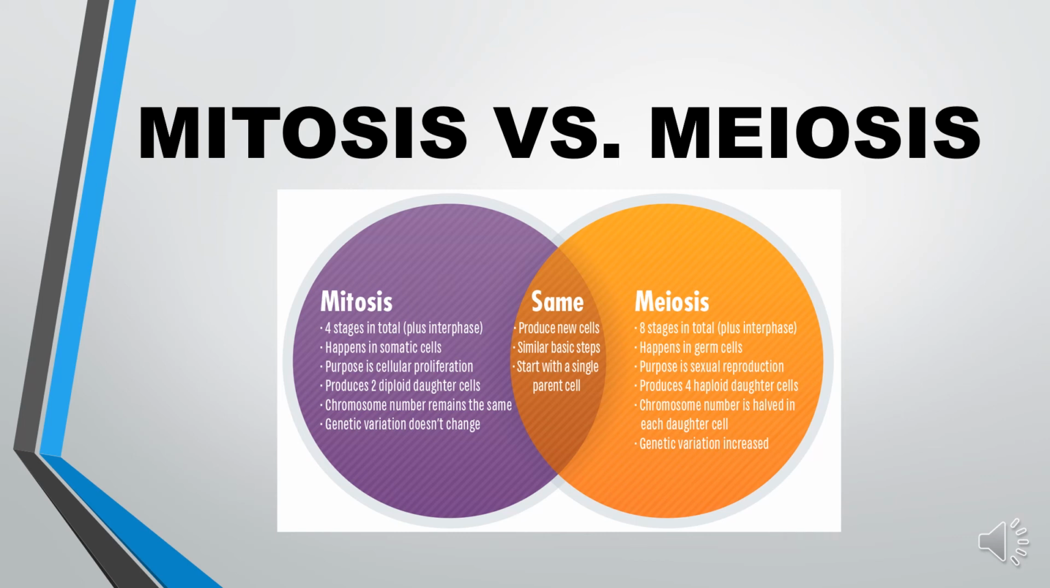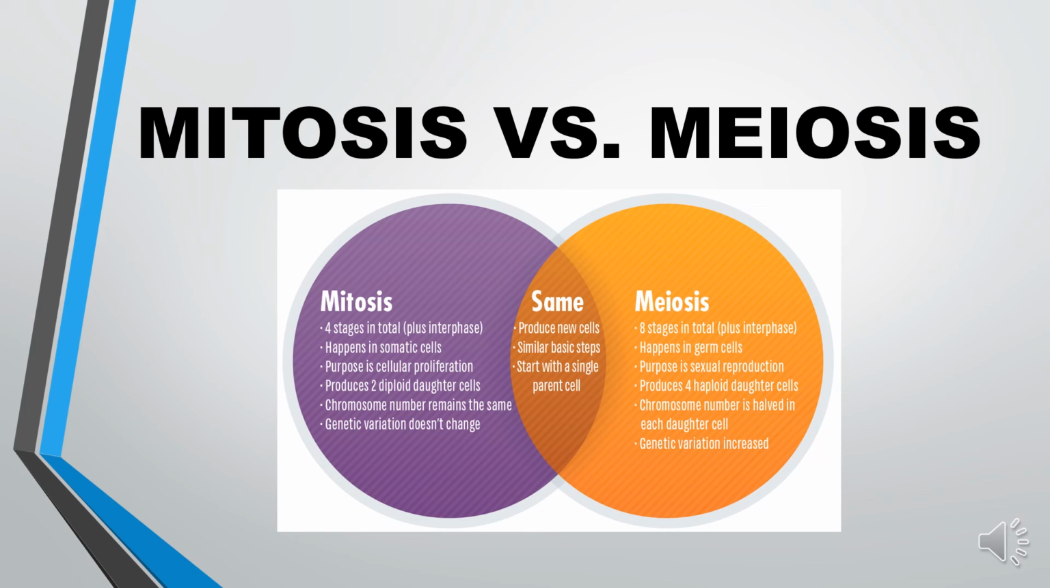Mitosis happens in somatic cells. Somatic cells are any cells of the body except sperm and egg cells. So somatic cells are diploid. That's why in mitosis we have 2 diploid daughter cells. And meiosis happens in the germ cells, which are biological cells that give rise to the gametes of organisms that reproduce sexually in many animals.